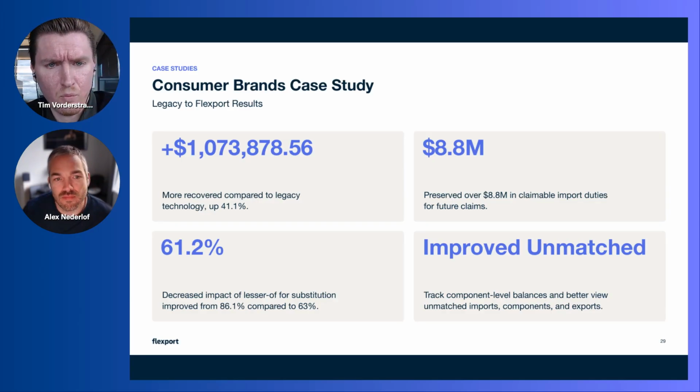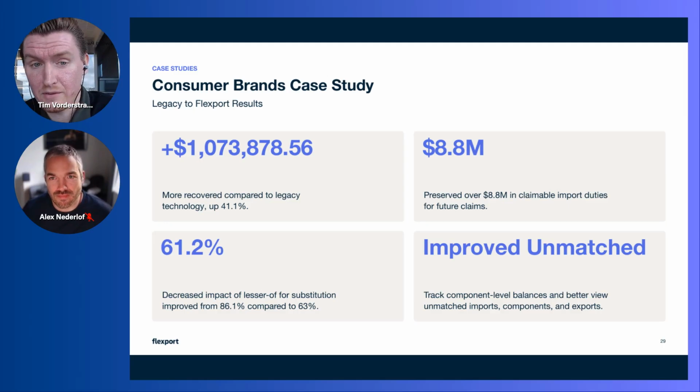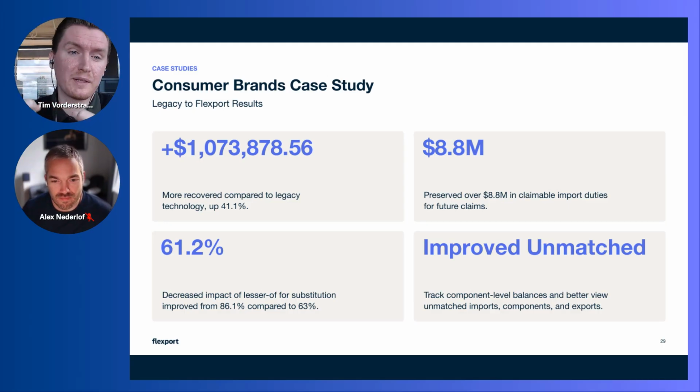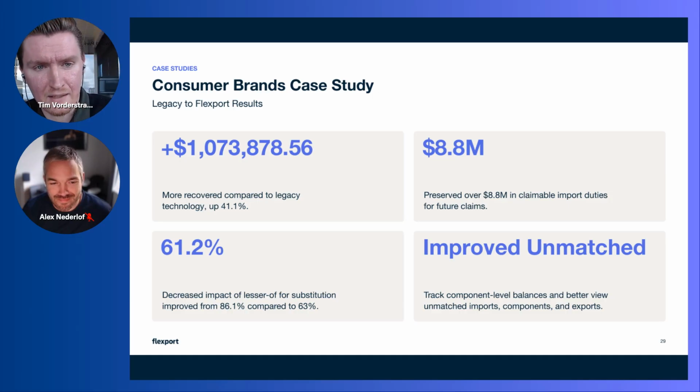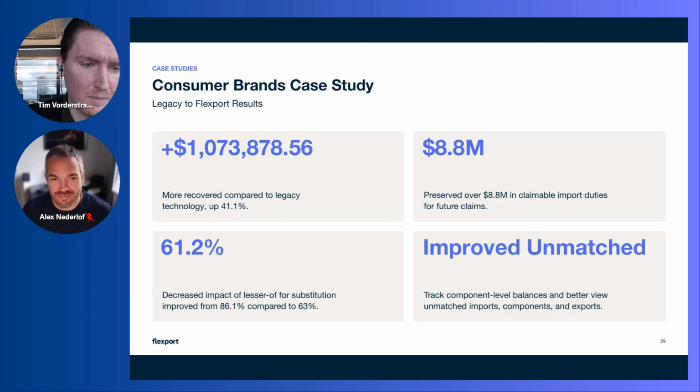It went up by, this is actually an automotive example, it went up by 1 million in terms of the recovery. You're going to see it on the next slide, but we saved them a consumption of 8.8 million, and we decreased the impact of lesser of by 61.2%. And we were able to improve by identifying the unmatched and tracking at the component level. So we were able to identify some additional opportunities for improvement, and we're able to actually enact change and improvements on that later on. We didn't include that further iteration in this analysis because that wouldn't be fair.